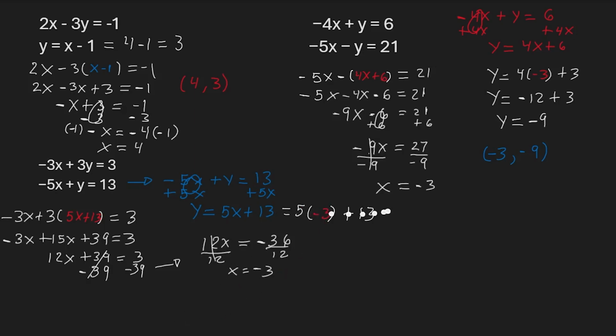Then this means that we're gonna be multiplying. 5 times -3, you get -15, plus 13. They have different signs, subtract, keep the sign of the biggest number, so the answer should be -2. So then the point that we're gonna get is x is gonna be -3 and y is gonna be -2. That's the answer.